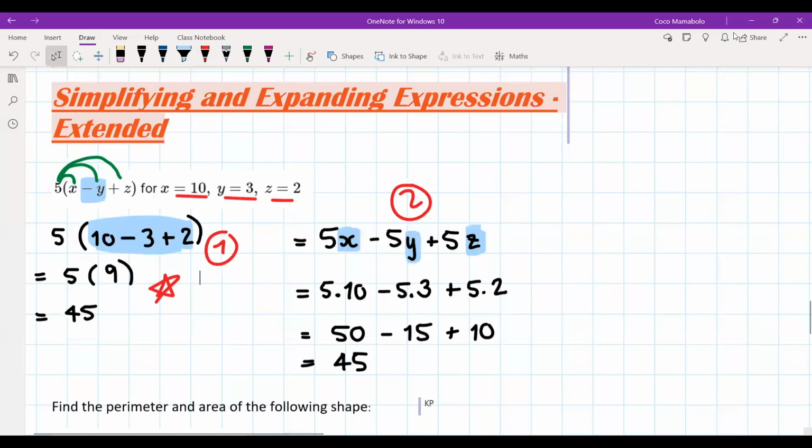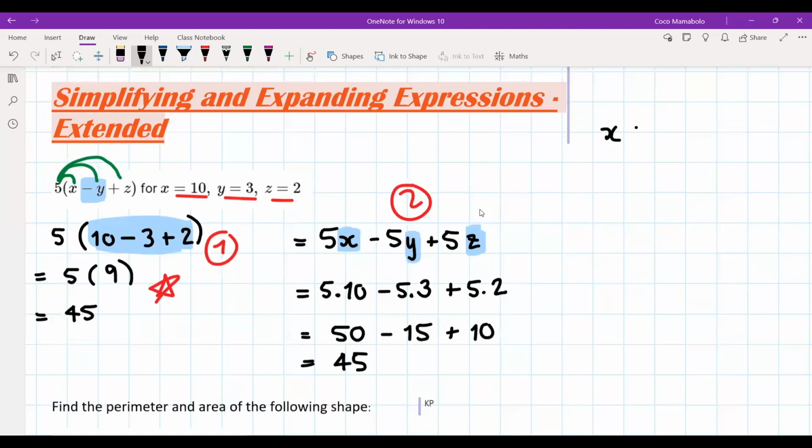Yes, Eddie. Ma'am, my teacher said that if we do it the longer way, we might get an extra mark for showing all our steps. And we might lose a mark if we do method 1. Okay, yes, that's true. But I'll explain to you when it's a lot easier for you to do the other method.